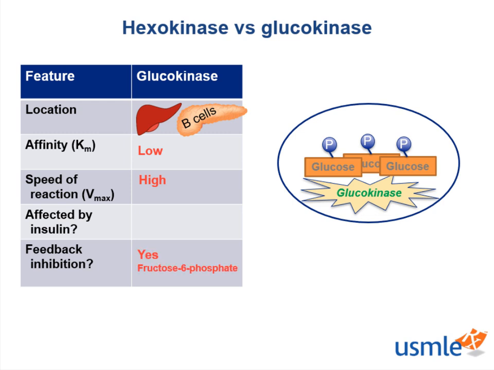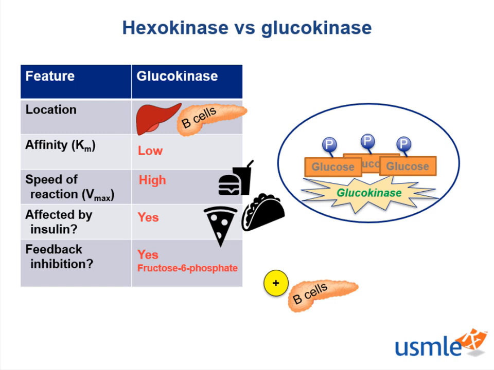It does, however, receive feedback inhibition from fructose 6-phosphate. Glucokinase is also directly influenced by insulin. You can think of this as being kind of a buffer system because after you eat a large meal, glucose will activate the beta cells in the pancreas, which will then release insulin, further activating glucokinase in the liver so that the glucose is removed from the blood and stored as glycogen.